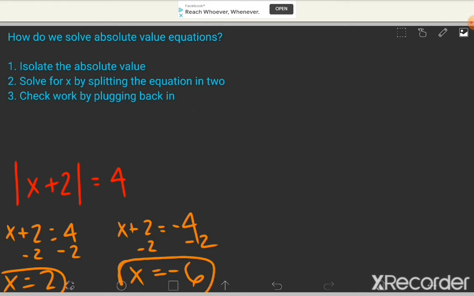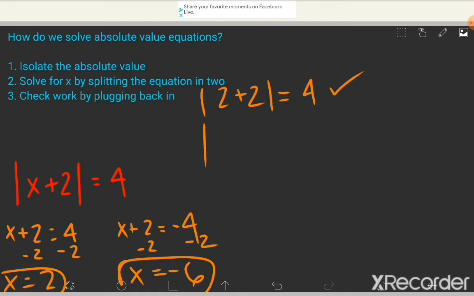We're going to plug these two in to check. So we will have the absolute value of 2 plus 2 equals 4, and 2 plus 2 will be 4, so the absolute value of 4 is 4, which is correct. And we will check the other equation, which would be the absolute value of negative 6 plus 2 equals 4. Negative 6 plus 2 is negative 4. The absolute value of negative 4 is 4, which is correct.